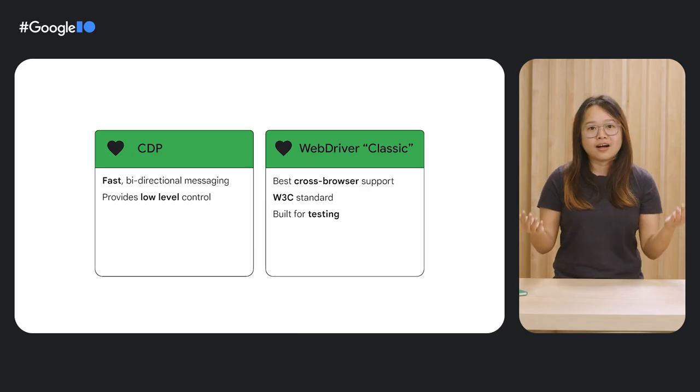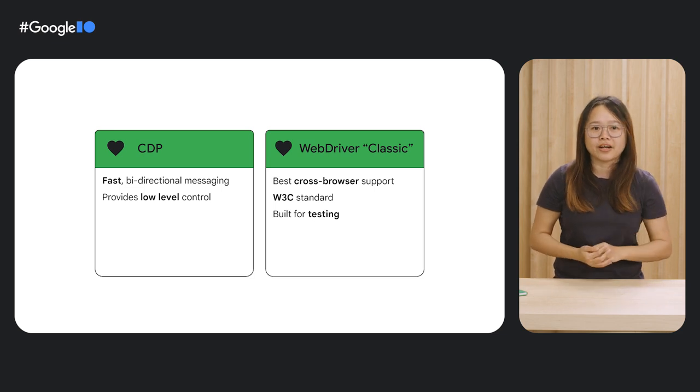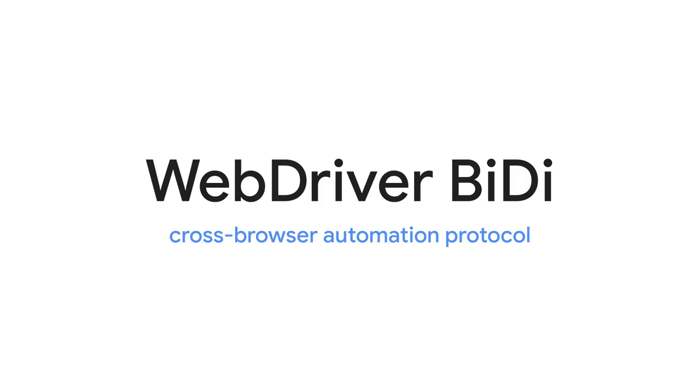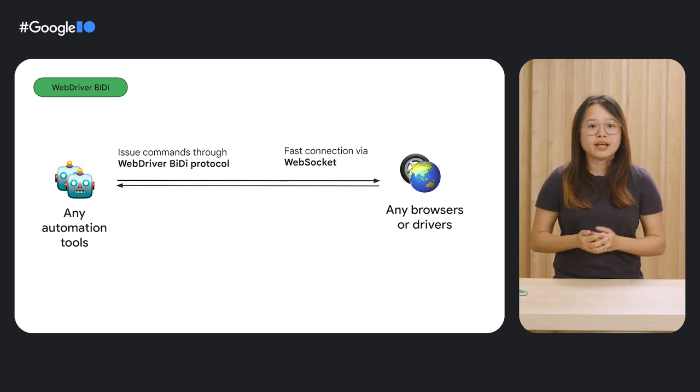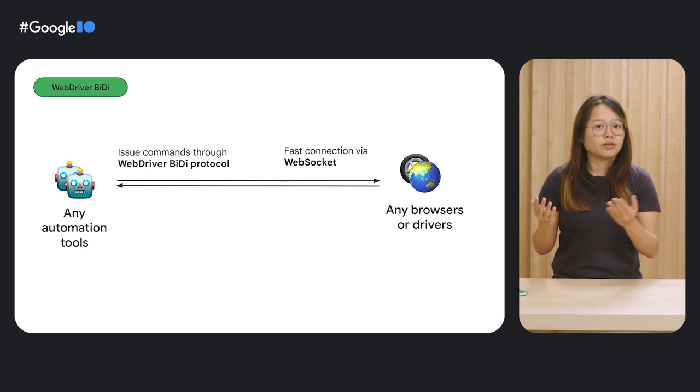So, now that we have peeked under the hood of browser automation, how can we improve the fundamentals of cross-browser automation? How about we take the best of both worlds and merge them into something extraordinary? That is precisely what the WebDriver BiDi project is all about. It is a new standard browser automation protocol in the making. By the way, it is BiDi, not BiDi, because it means bi-directional communication. The vision of WebDriver BiDi is to let you write tests using any of your favorite tools and automate them in any browser or driver, giving you full flexibility.